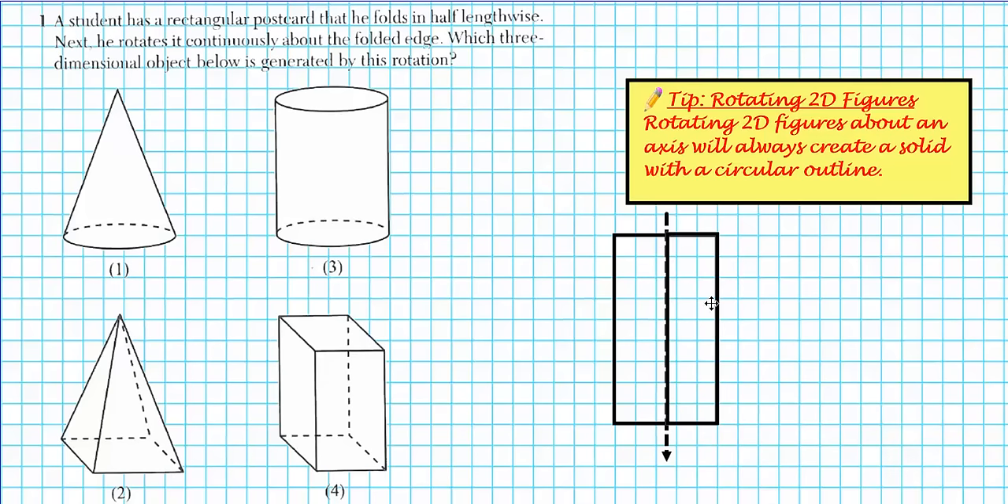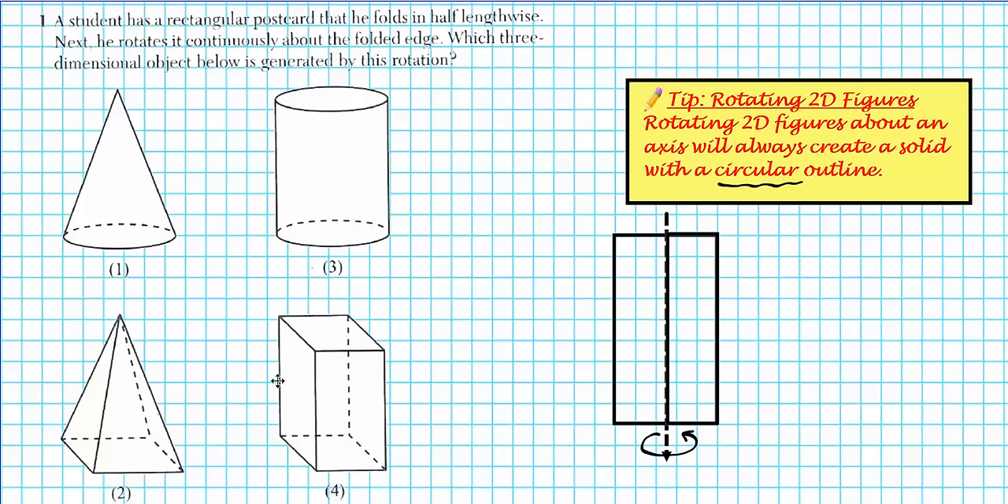Okay, so what this person did is he took this folded rectangle and then he rotated it about the folded edge. So this right here is the axis of rotation. So this person rotated it around here. Now, since we're rotating it along the side, the correct answer should have a circular outline somewhere on the figure.